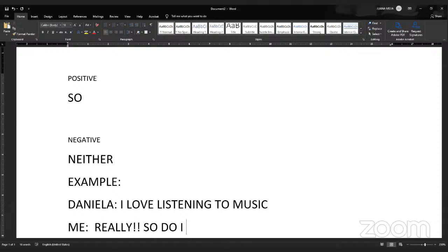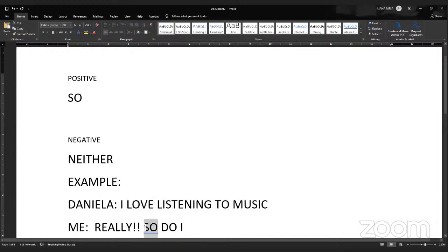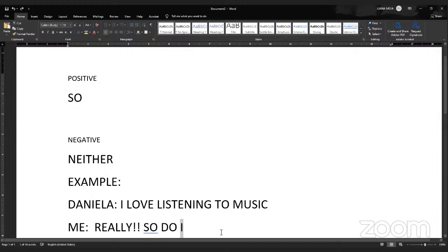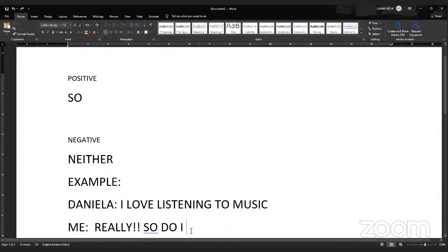It's positive. What is positive? Because the sentence is positive. La oración está en positiva y la oración está en present simple. So it's positive and in present simple. So positive, so present simple, do. Como hablo de mí, mi sujeto es yo. I love listening to music. Really? So do I. You see? Okay, so let's continue something else.